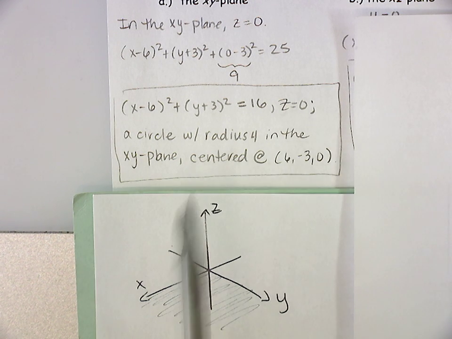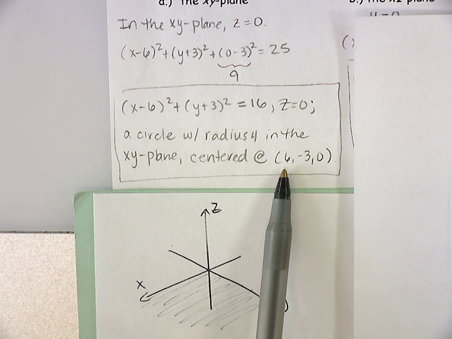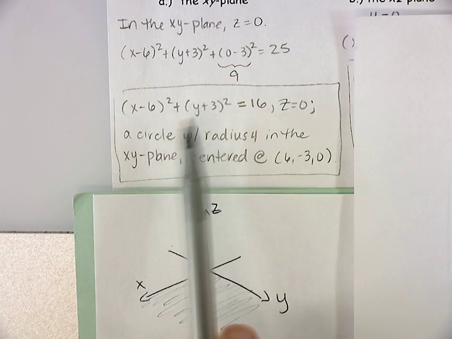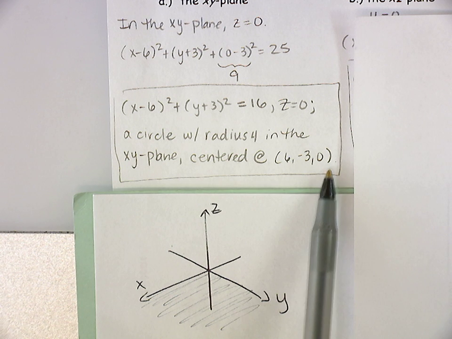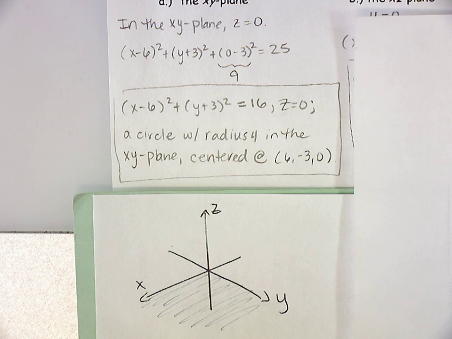And then you're going to tell me where it's centered. Okay, so the center would be 6, negative 3. And then we plugged in 0 for z. So that's going to be our value for z, or our value for L in the center.